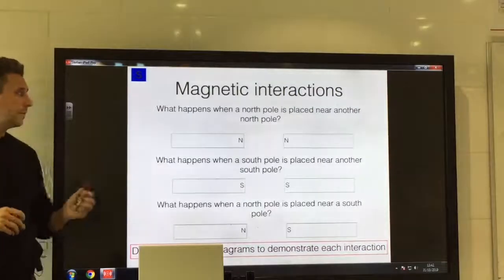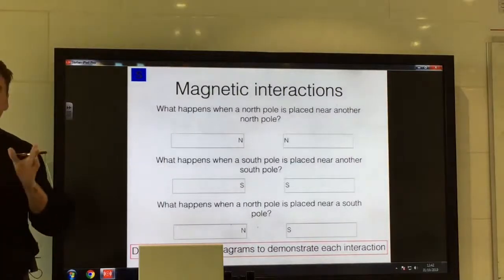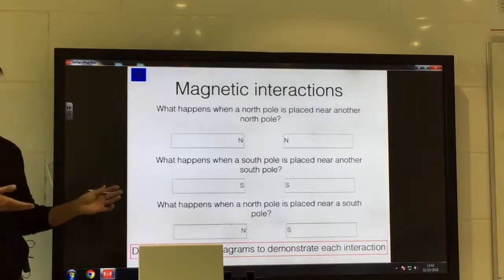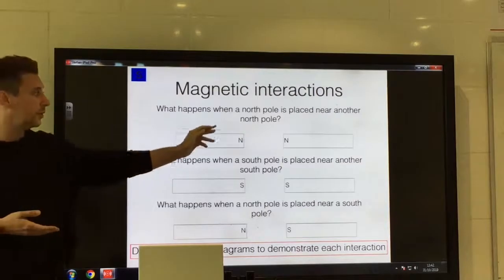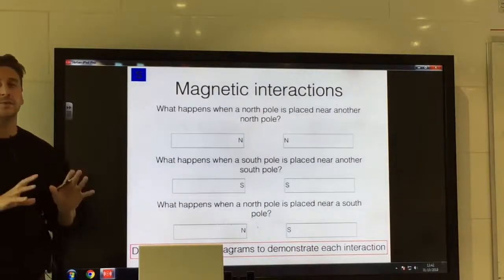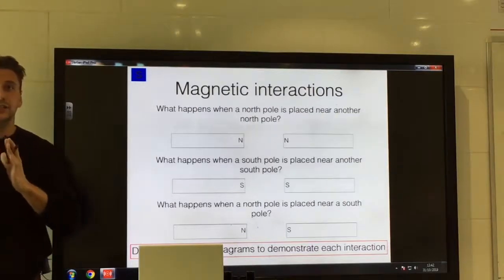So first of all, how do the magnets interact with one another? For example, positive and negative attract, positive and positive repel. Is it a similar thing for magnets? So if we put a north pole close to another north pole, I don't want the field interaction. I'm not interested at this point in how the field lines join together or deflect.